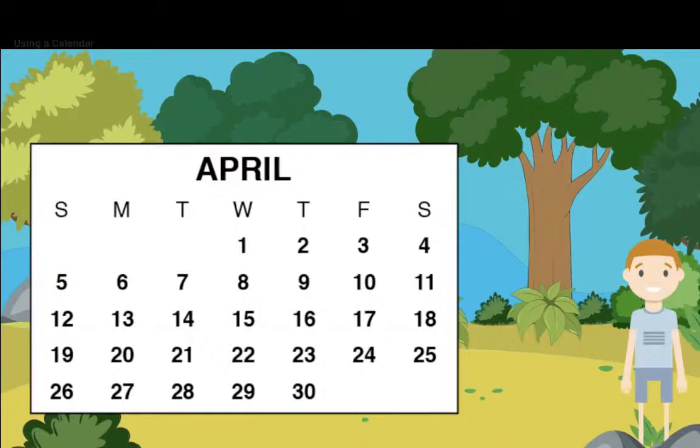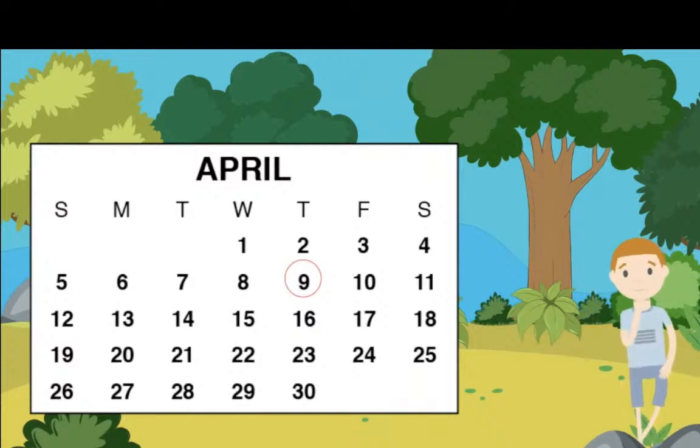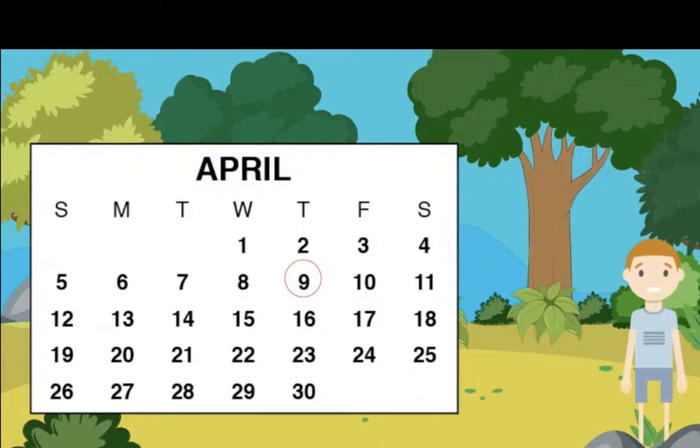Wow, good job. There are 30 days in the month of April. Great. There are 30 days in April. Most months have either 30 or 31 days. Find April the 9th on the calendar. What day of the week is April 9th?